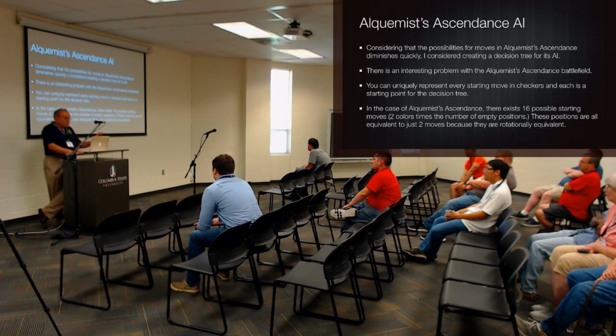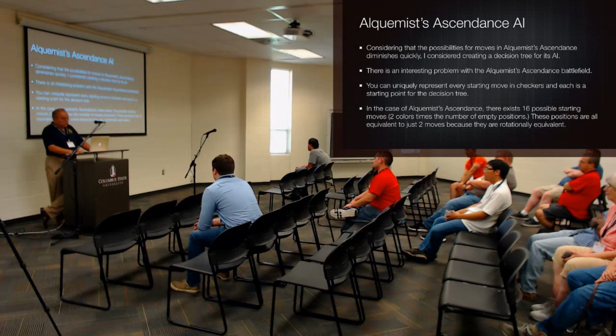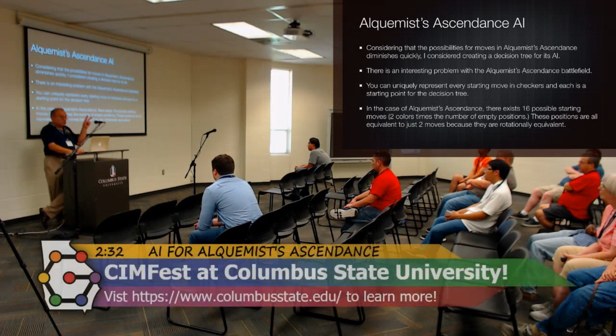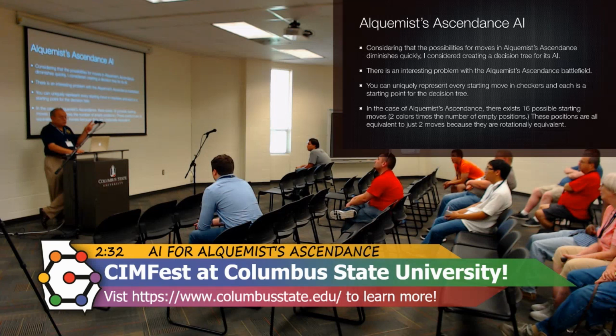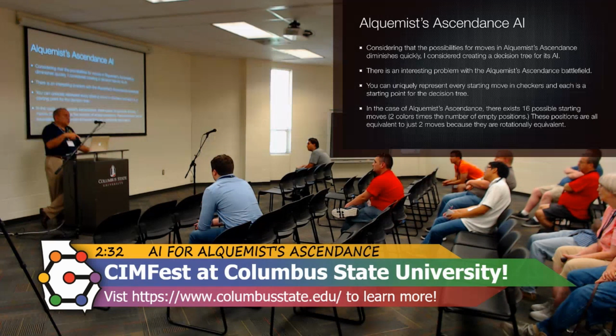So what I did in this case, if I have, for instance, 16 possible states, 2 pieces, 8 positions, there's actually just 2 colors times the empty positions, but in reality, at the end, these positions are all of those 2 moves, as I move one or I move the other one. Why? Because it's rotationally equivalent. It doesn't matter what they are. So I had to, if I wanted to go with a decision tree, deal with this and have it that way.